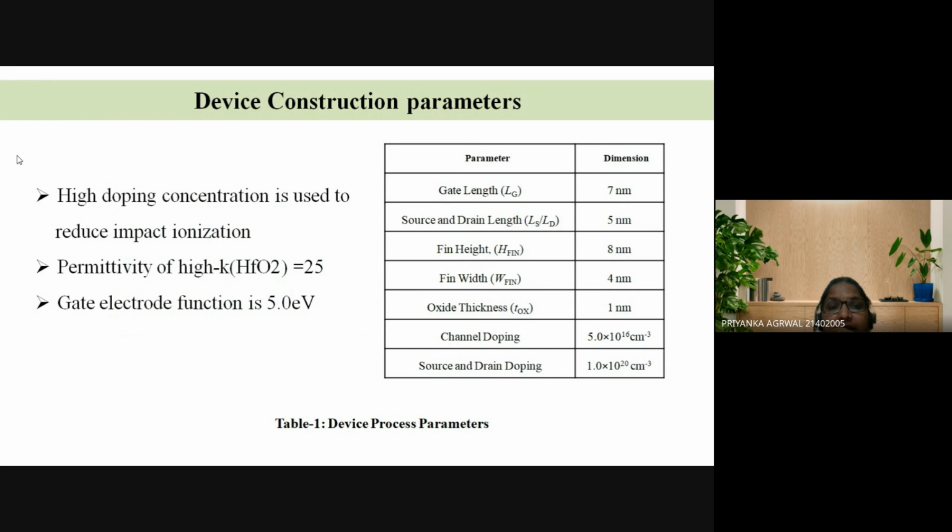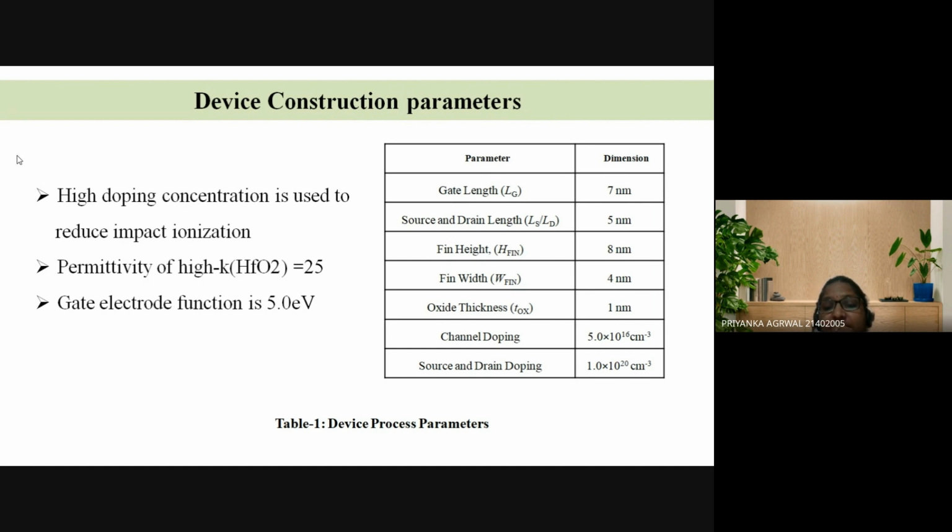These are the parameters for device construction. In this device, we are using a channel length of 7 nanometer, source and drain length of 5 nanometer, fin height to fin width ratio of 2, and oxide thickness of 1 nanometer.